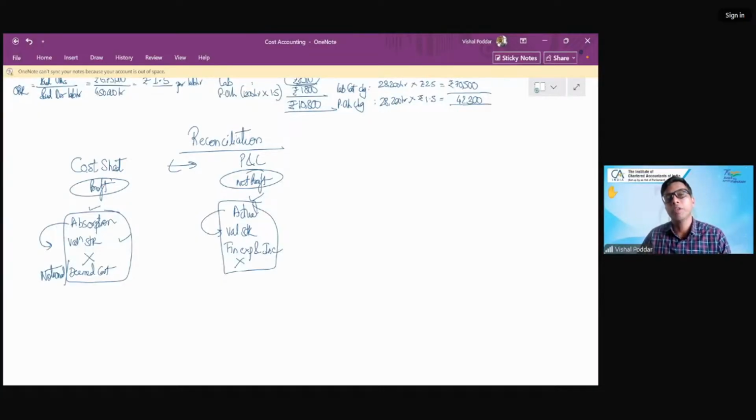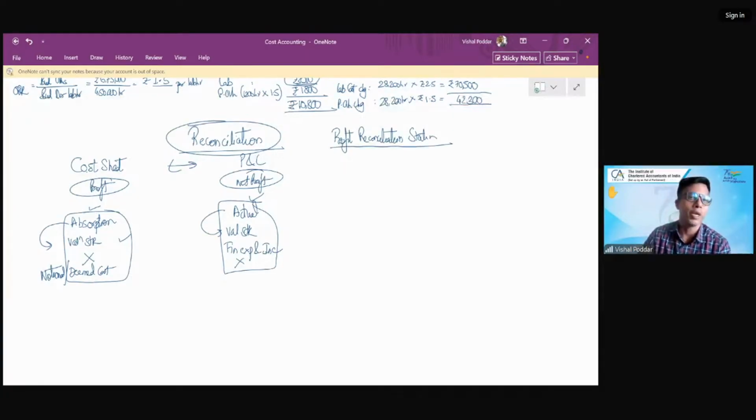Now, these are the various reasons because of which your cost sheet profit, that is the profit appearing in cost sheet, may not match with the profit as per your accounting P&L. And that is where the role of reconciliation kicks in. Now, for doing this reconciliation, we prepare a statement like how we prepare for BRS. So we call it the profit reconciliation statement, where the same format of BRS is continued. First, you start with profit as per whatever, either cost sheet or P&L, whatever is given.